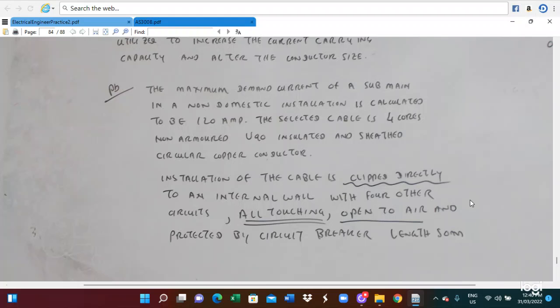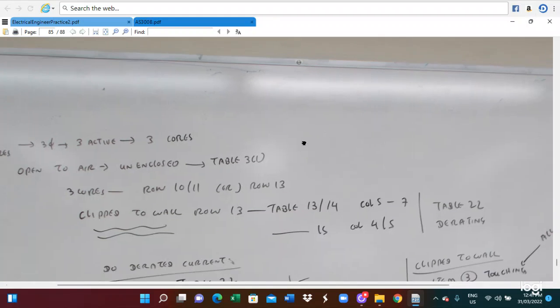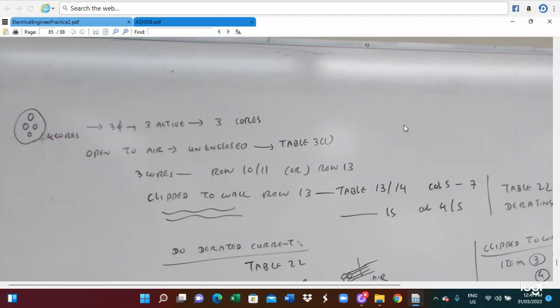The length is 50 meters. So this is for this cable, and the 4 other circuits are connected together. They are touching, they are open to air and they are protected by the circuit breaker. The length is 15 meters. So in this case, we have to find out. The installation is a 4-core. 4-core means a 3-phase wire, 3 active wires, which is 3-core, and an additional neutral wire, so this is a 4-core. Open to air, this is unenclosed, so we have to select table 3/1.